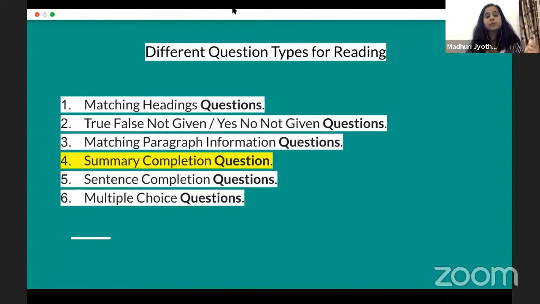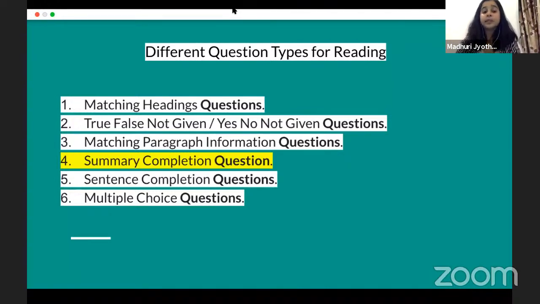Then comes matching paragraph information. Again, that is more or less very similar to matching. A lot of times you will find researchers having said something or having discovered something in the passages given, and you have to guess who said what. So there are ways to spot who said what and then choose your answers.